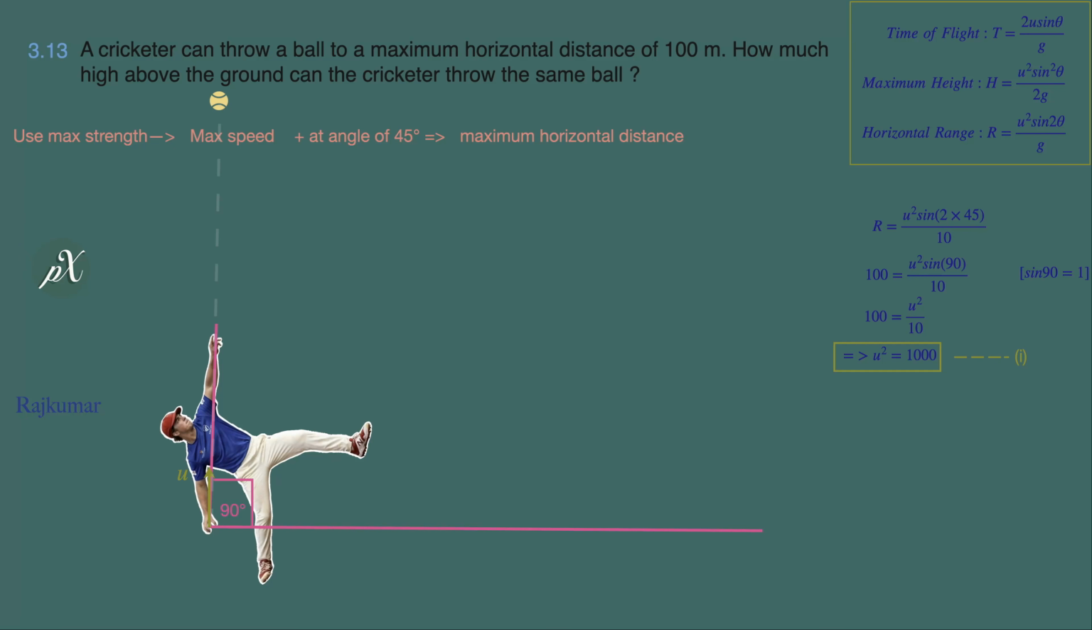Now, let's find the maximum height. We will use this formula for maximum height. H equals u squared times sine squared theta divided by 2g. Since the ball is thrown vertically upward, the angle theta is 90 degrees. And we know that sine 90 degrees is equal to 1. So the equation becomes H equals 1,000 times 1 divided by 2 into 10, which gives H equals 50 meters. So the maximum height to which the cricketer can throw the ball is 50 meters. And that's our final answer. The cricketer can throw the ball to a maximum height of 50 meters above the ground.